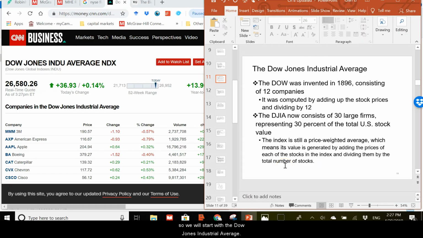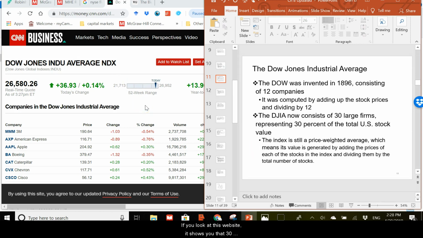So we'll start with the Dow Jones Industrial Average. It's also called the Dow. The Dow was invented in 1896, and back then it consisted of 12 companies, 12 stocks. Now it has 30 companies, and those 30 companies generally represent 30% of the total US stock value. So you can imagine these are 30 very big, very successful companies.